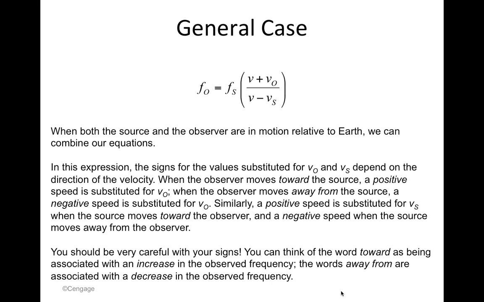When the observer moves toward your source, a positive speed is substituted for v of the observer. When the observer moves away from the source, a negative speed is substituted for v of the observer. Similarly, a positive speed is substituted for the speed of the source when the source moves toward the observer, and a negative speed when the source moves away from the observer. You have to be careful with your signs.